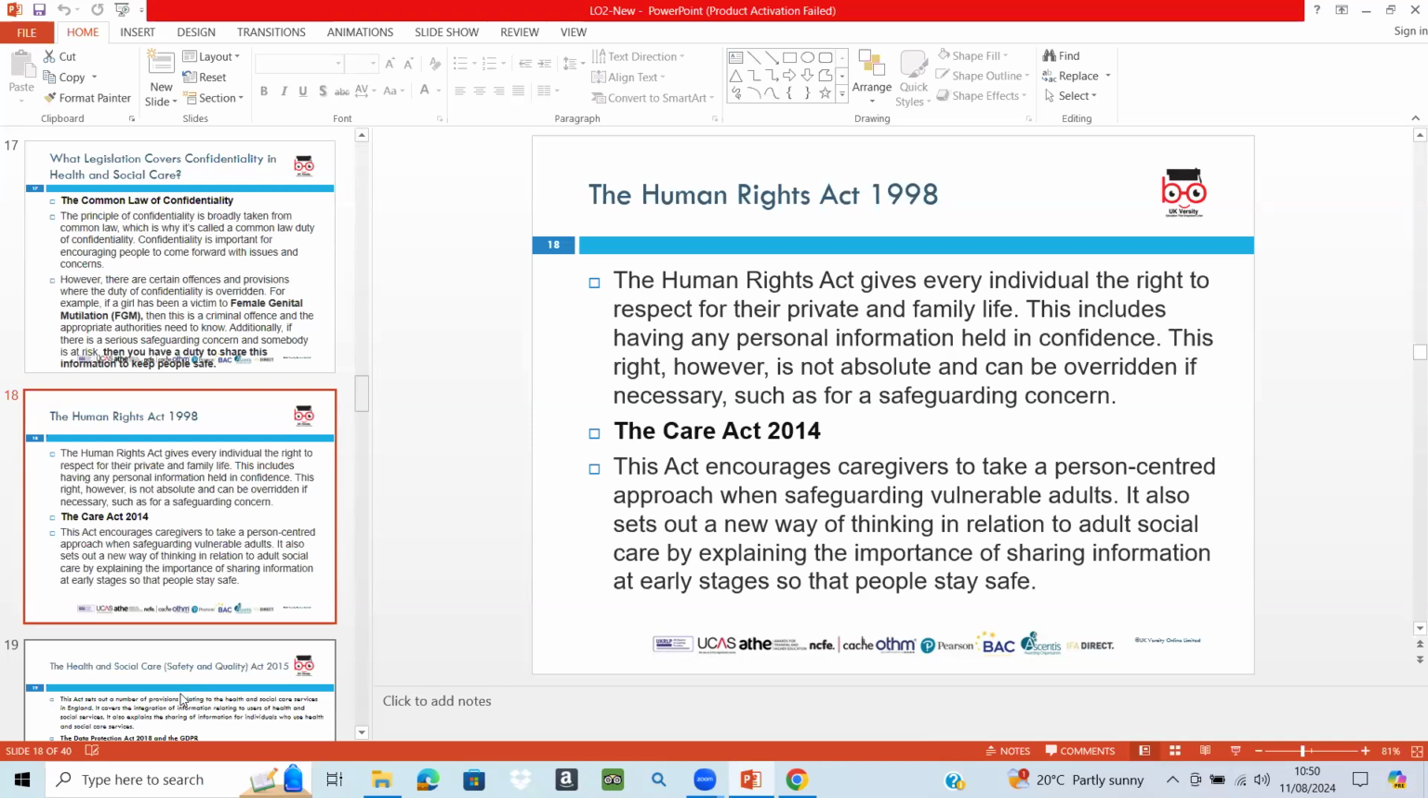And then we have the Care Act 2014. This act promotes a person-centered approach to care, and it emphasizes the importance of sharing information at early stages to protect vulnerable adults, or anyone vulnerable. As an example, if a healthcare provider suspects an elderly patient is being abused, they may need to share this information with the relevant authority to ensure the service user's safety.